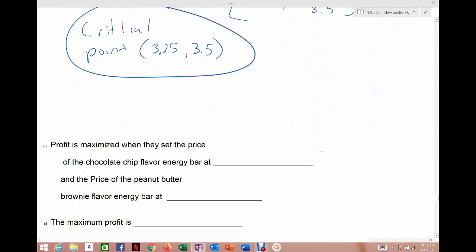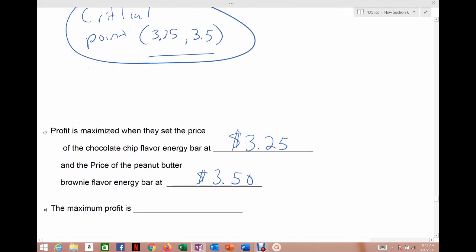Alright, profit is optimized when the chocolate chip flavored energy bar is set at a price. So these are prices. So we set the chocolate chip flavor at a price of $3.25. The peanut butter bar is set at a slightly higher price of $3.50. Well, to optimize profit, you've got to plug that into the profit equation.